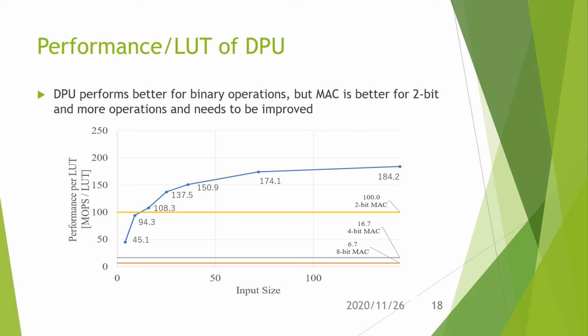For binary quantization, the DPU is outstanding compared with a 2-bit MAC. On the other hand, the DPU spends LM clocks for L-bit weight and n-bit input. The performance is reduced to 1 over LM. Therefore, the DPU is not suitable for more than 2-bit operations.